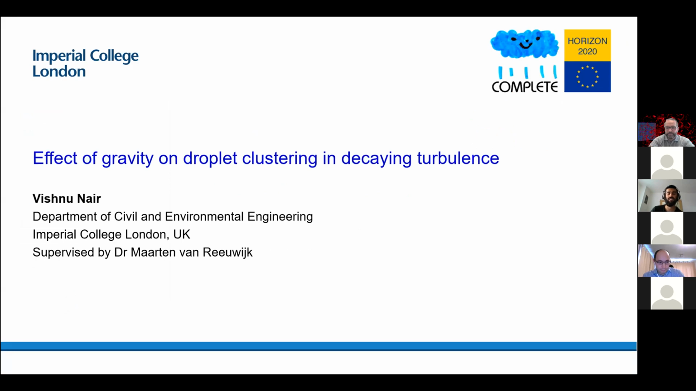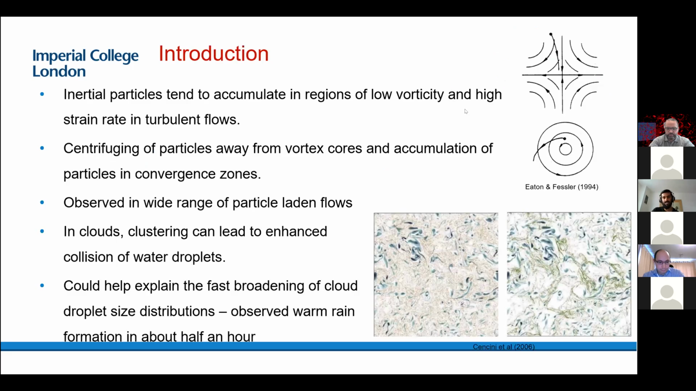So this is work done as part of my PhD project. I'll be looking at the effect of gravity, so what effect sedimenting droplets have on this phenomenon called droplet clustering or preferential concentration. I'll just start by briefly introducing the process of preferential concentration.